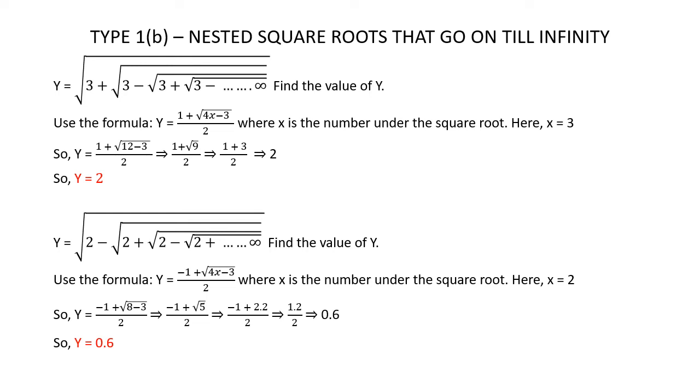Now when you look at this question, you'll notice that the square root is added first and then subtracted infinite times. So you have 1 in the numerator. In this problem, the square root is subtracted first and then added infinite times. So you have minus 1 in the numerator in the formula.